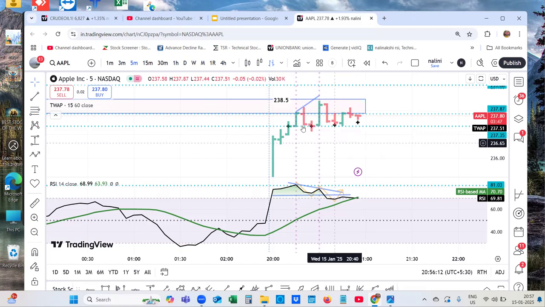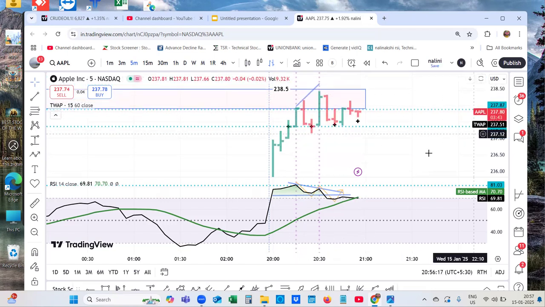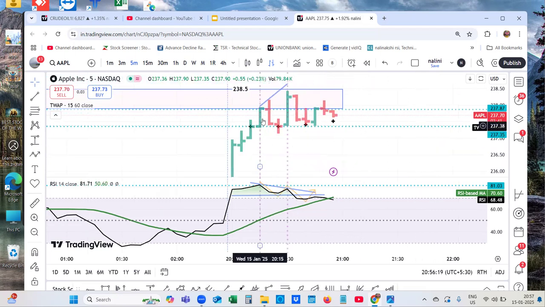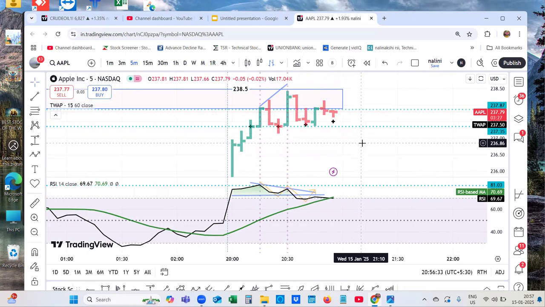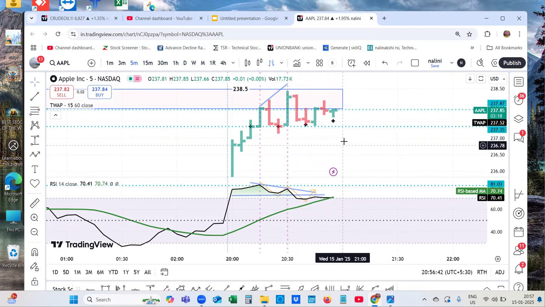Sometimes, because price is going sideways, it takes time. How many minutes are over from this level? 15 minutes, another 15 minutes, another 15 minutes, and the next 15 minutes is not closed. Still, it is not a confirmed signal. Price has not come down. Still, it is going up.